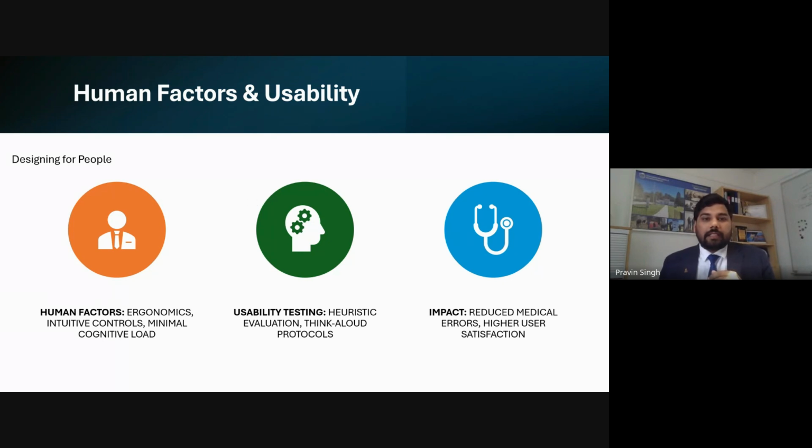The other thing is human factors and usability. Prototypes must be designed for ease of use, which reduces error and improves user satisfaction. This is very important. For this, we look at human factors, that is ergonomics, intuitive controls, and minimal cognitive load, and then we go for usability testing. We perform different types of evaluation, such as think-aloud protocols, and then we look at the impact, like reduced medical error and increased adoption rate. For example, a new glucose meter is tested by a diabetic patient to ensure ease of use before commercialization.